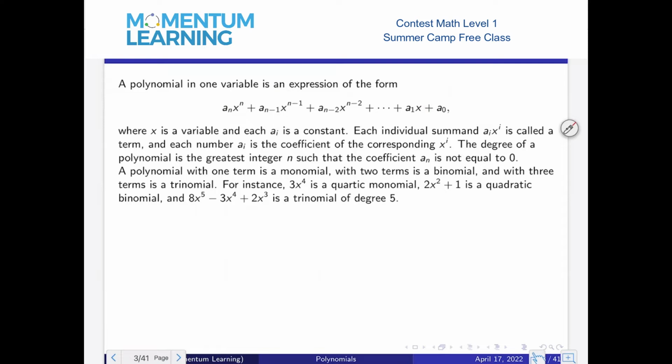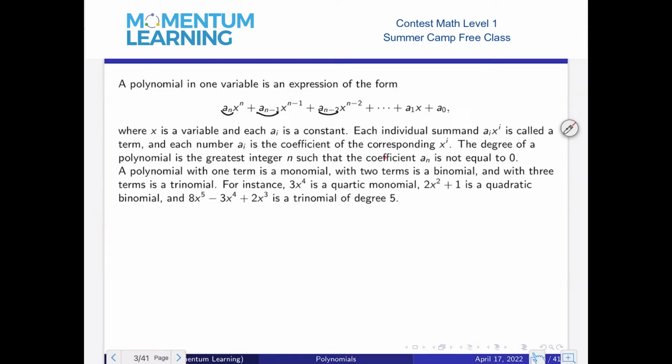x is a variable, and each a sub i, in this case a sub n minus 1, a sub n minus 2, and so on, is a constant. And these parts with the variable are called the terms, and the a sub i's are the coefficients of the corresponding x to the i.